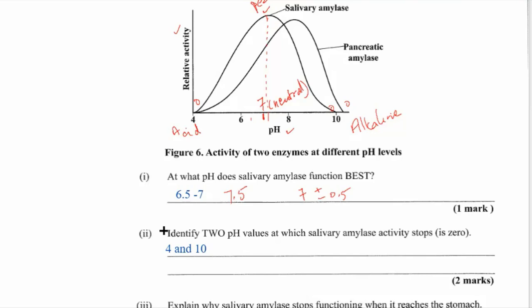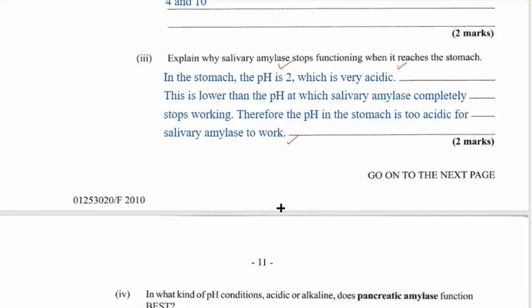pH values at which saliva amylase stops, 0, and that's at pH 4 and pH 10. It stops working at a very high acidity, and it stops working at very high alkaline condition. So explain why it stops functioning when it reaches the stomach. Well, what is the pH of the stomach? 2, which is very acidic. And therefore, amylase doesn't work in very acidic conditions, so it stops working.